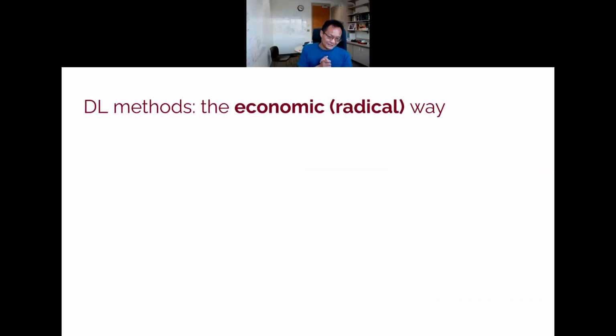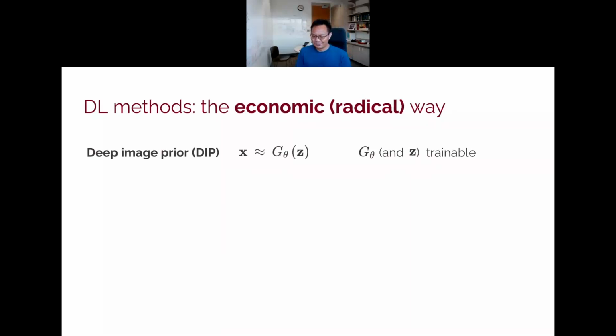And yet another kind of radical way, I would say, on the other extreme, is what I'm going to talk about today, called deep image prior. So what is deep image prior? The idea is actually pretty similar to the deep generative models I talked about just now. For the object of interest, for example an image, I would think of that as generated by some generator and some seed.